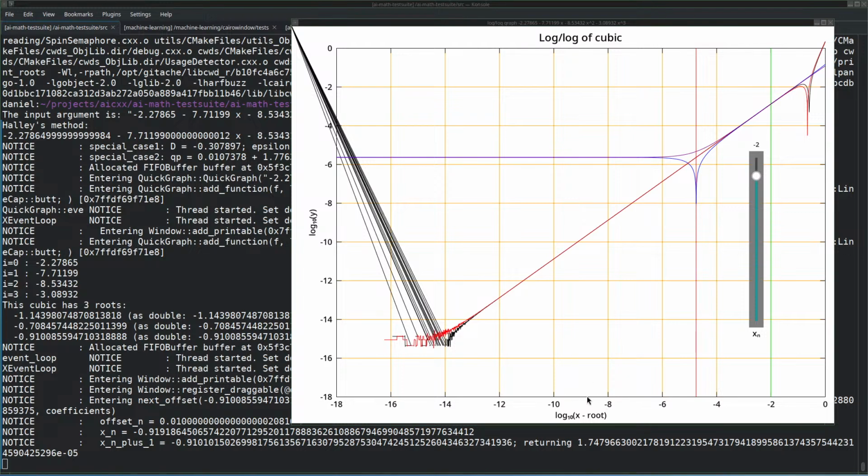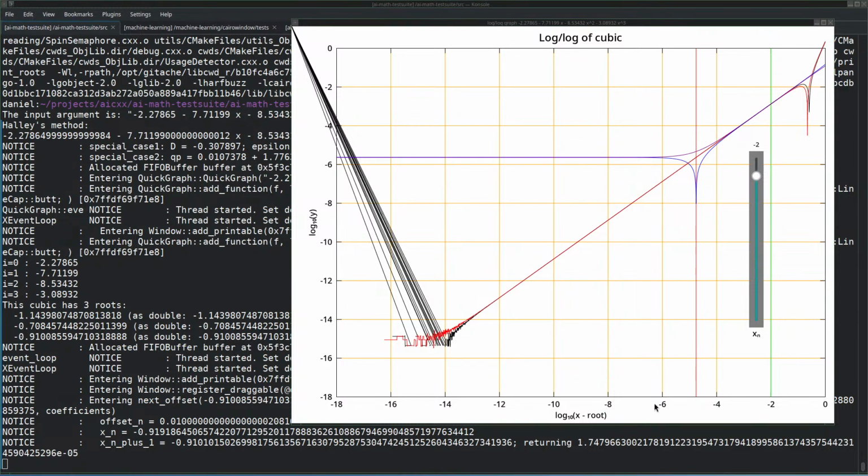So if we go to the left here, then we get closer and closer to the root, which means that y should get closer and closer to 0. But you can approach the root from two sides, and I think that should be the log 10 of the absolute value of that. The label is just wrong.